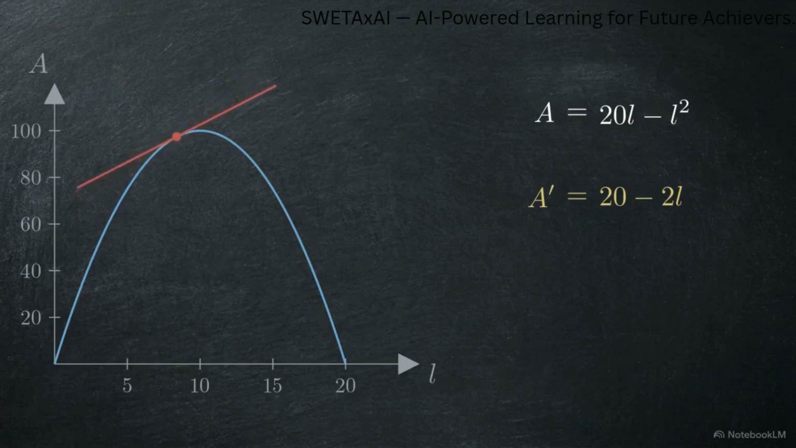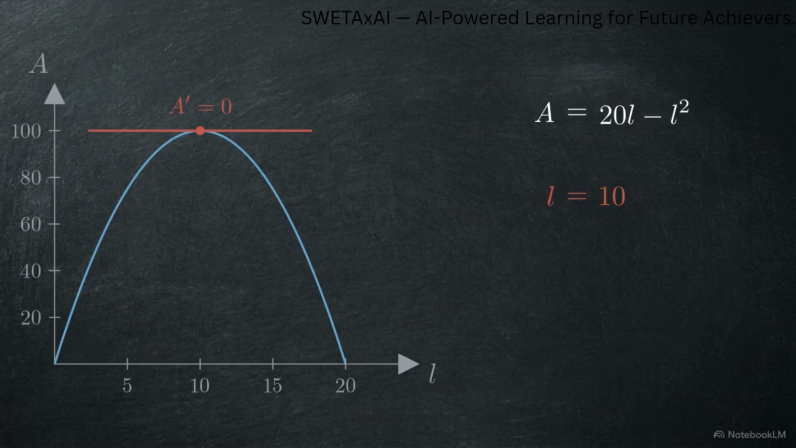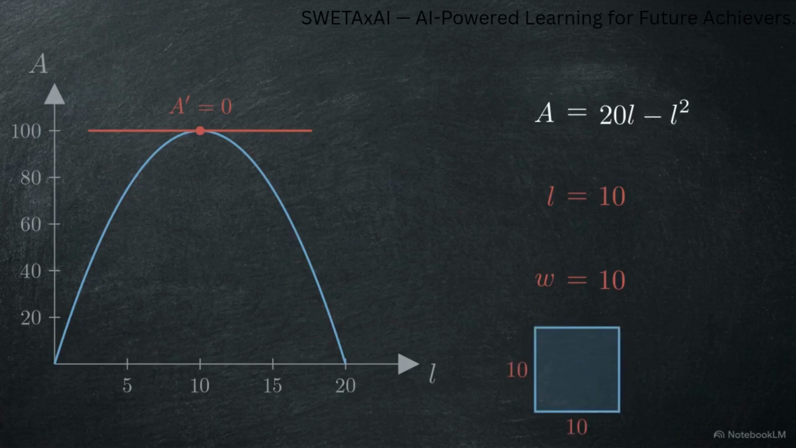A stationary point is the exact moment a mathematical curve peaks or bottoms out. At this specific coordinate, the tangent line becomes perfectly horizontal, meaning the rate of change is precisely 0. To hunt for that apex, we execute the first derivative test. We set our derivative equation equal to 0. Solving this simple equation reveals that the optimal length is 10 meters. Substituting 10 back into our constraint equation reveals that the optimal width is also 10 meters.